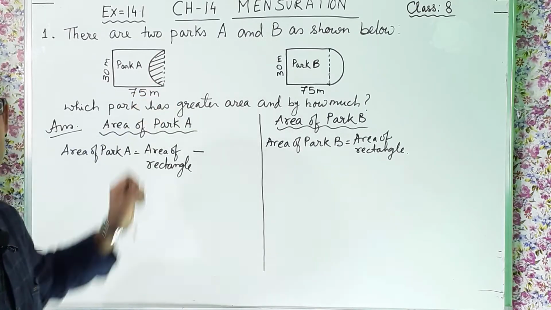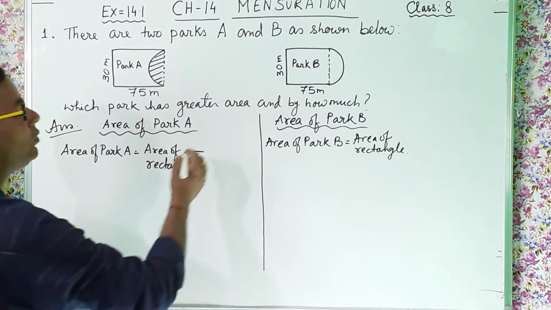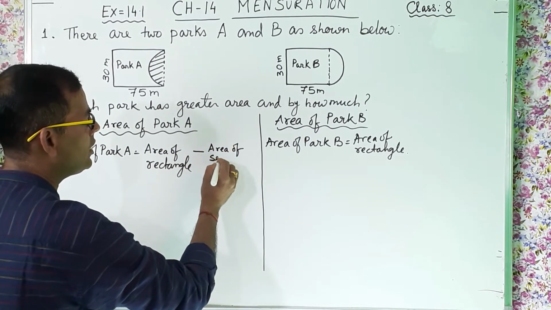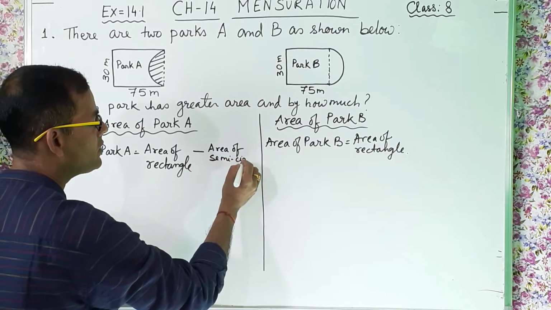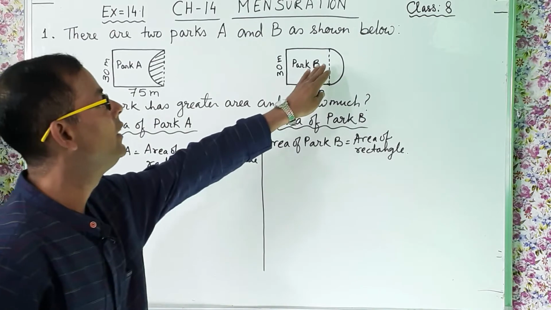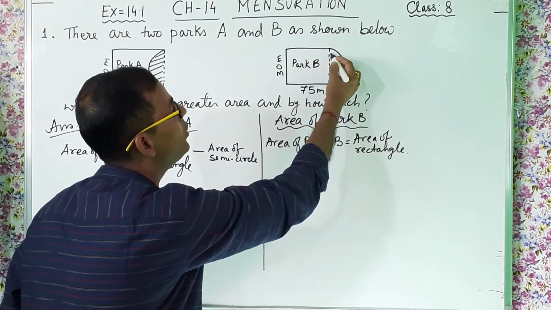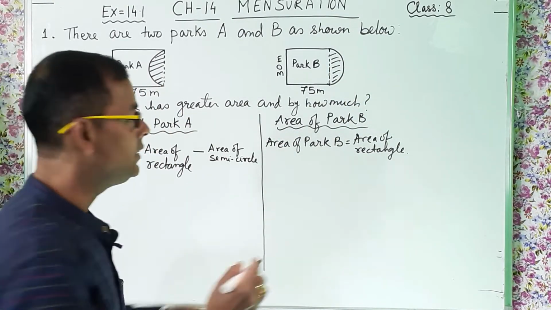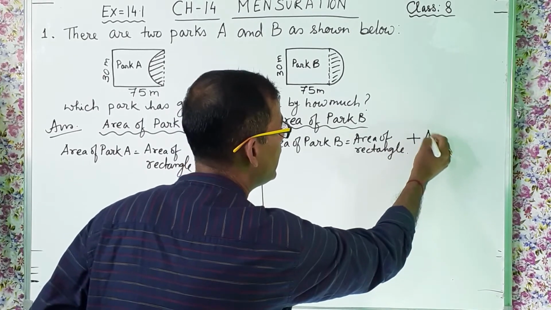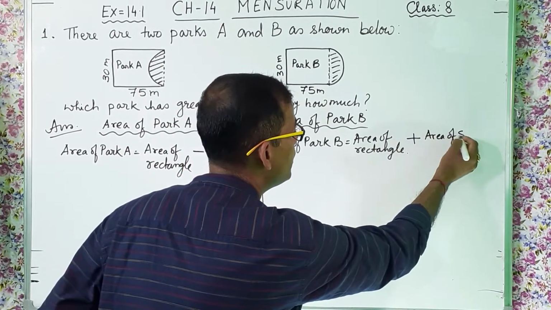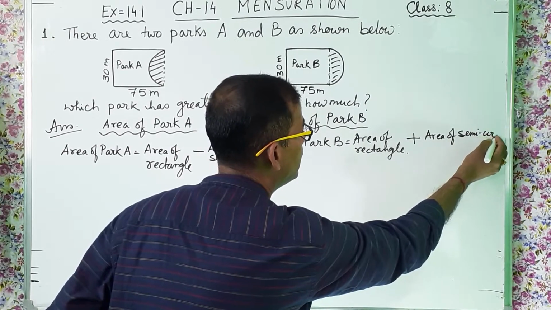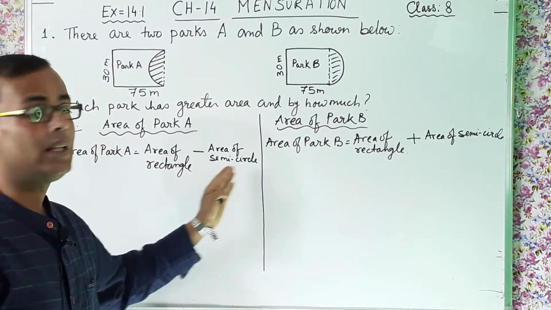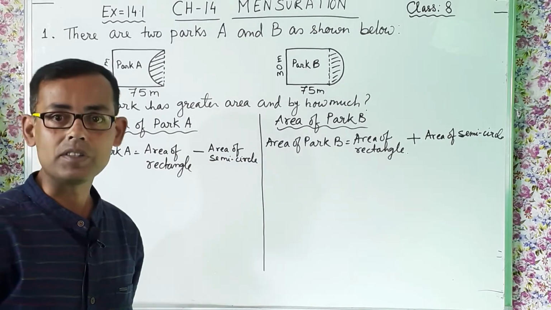Now minus what? This is a semicircle, half circle. So I will write area of semicircle, and if you see here, this part is included. So which is included, I have to add it. So what I will do? Plus area of semicircle. So here I will subtract the area of semicircle, here I will add the area of semicircle, clear or no?